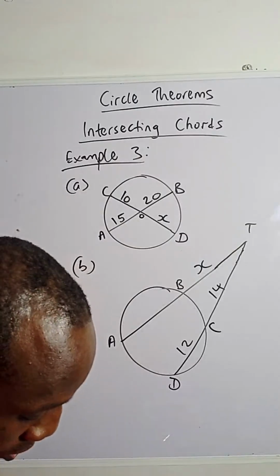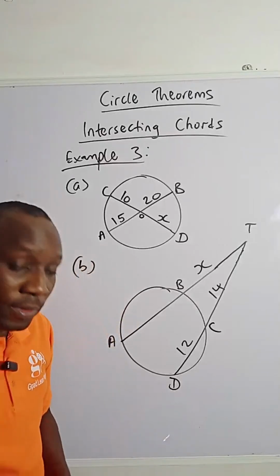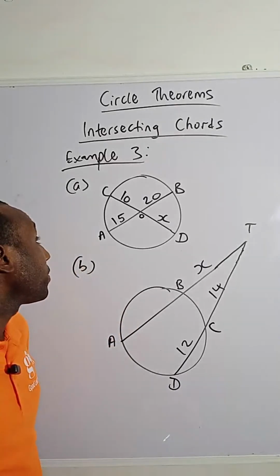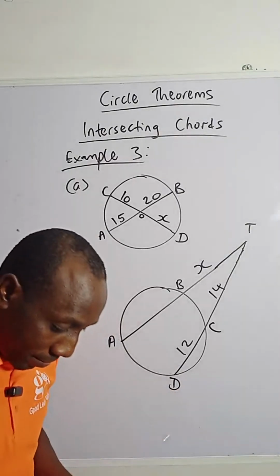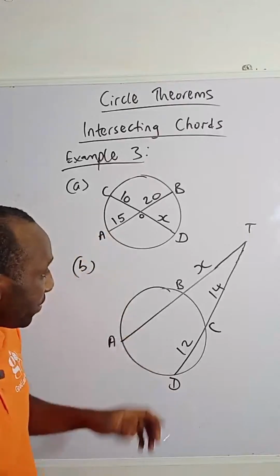Which one, Joshua, which one? Is it A or B? X is 30. Is it for A or for B? Which one?